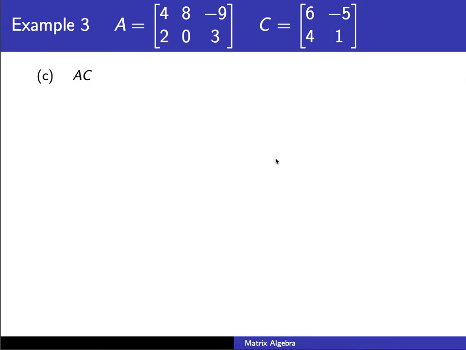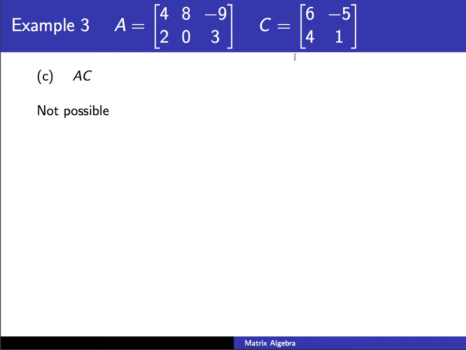All right, so we're going to continue with some more examples of multiplying matrices together. So example 3, part C, we have A times C, where again, A is 2 rows by 3 columns and C is 2 rows by 2 columns. Well, unfortunately, because the number of columns of A is 3 and the number of rows in C is 2, since those columns and rows aren't equal to each other, then it's not possible to multiply A times C.